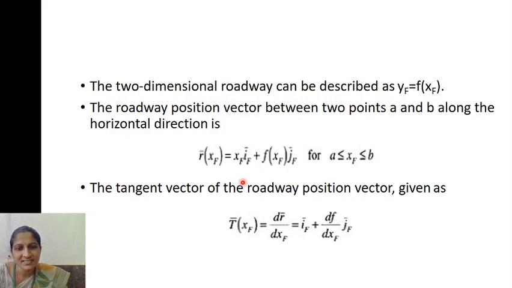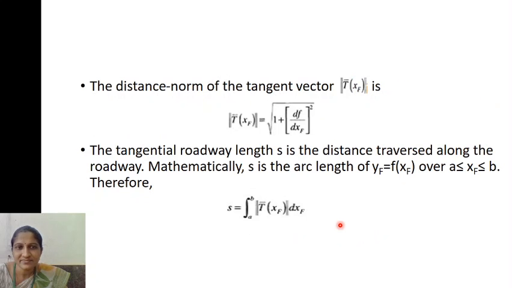The tangent vector can be derived as T bar equal to the derivative of the position vector, d by dx of R bar. That is equal to 1 into if plus d by dx of f of x into jf, since the derivative of x with respect to x is 1. This is the tangent vector. The norm of this tangent vector can be calculated as the magnitude, the square root of x squared plus y squared, that is the square root of 1 plus (df by dx) whole squared.